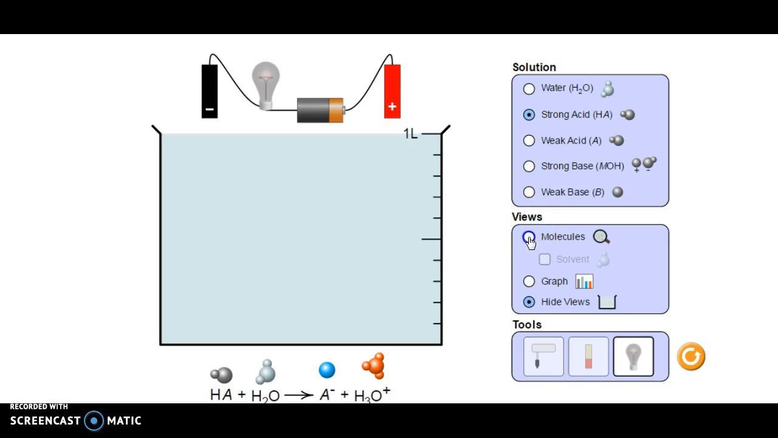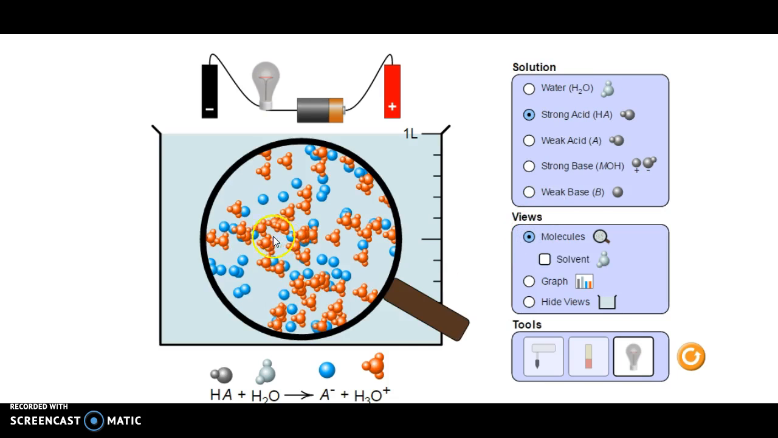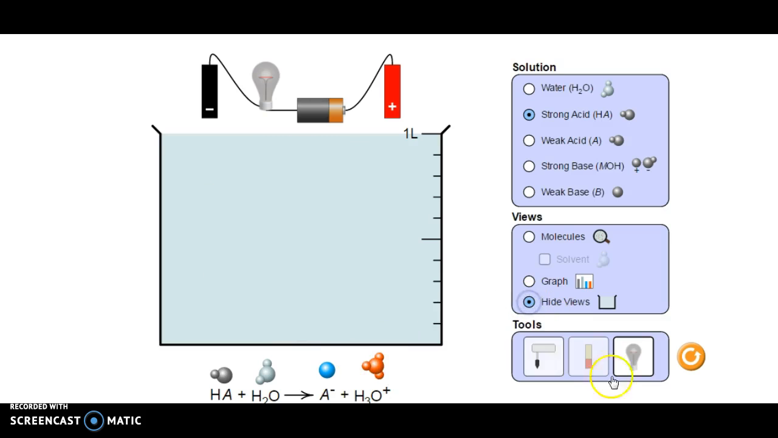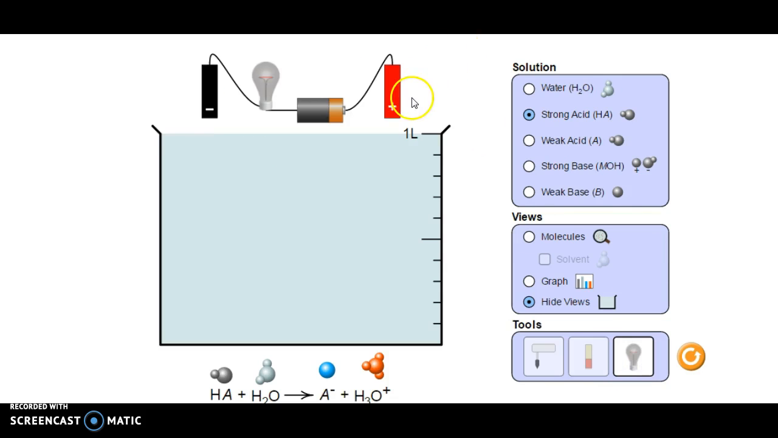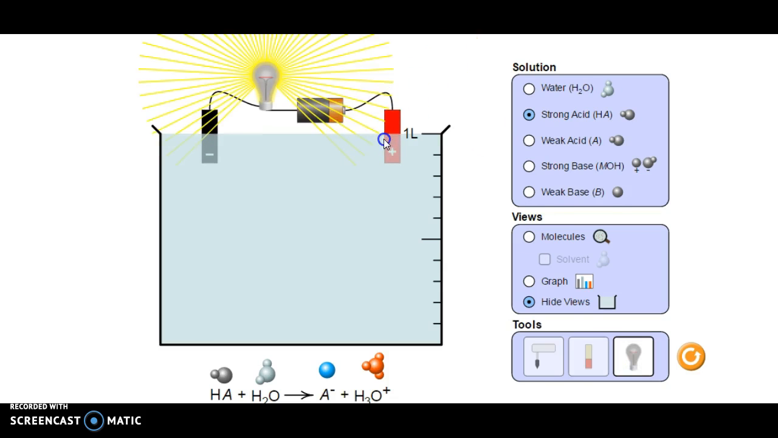Strong acids, however, have more hydronium ions. As we can see, these red particles represent hydronium ions. They have a lower pH value and they conduct electricity more than water. As we can see, the bulb is glowing brighter than it did when we used water.